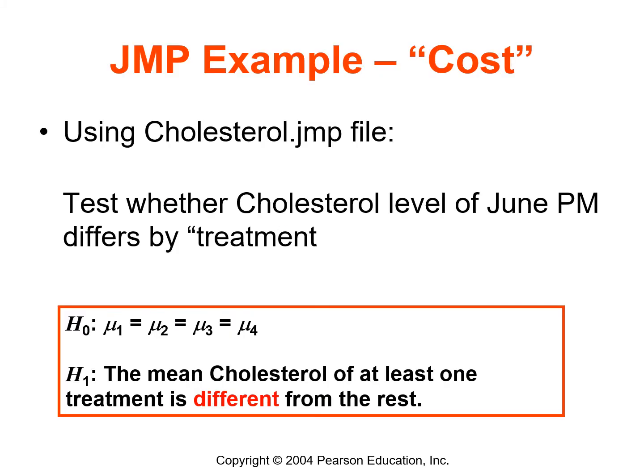For example, we are going to use Gamp to test whether the cholesterol level of June differs by treatment. We have four different treatments. The objective is to test whether cholesterol level is different by treatments. As we have four treatments, the null hypothesis is mu1 equals mu2 equals mu3 equals mu4, that means no significant difference. H1: the mean cholesterol of at least one treatment is different from the rest. This is the way of stating the alternative hypothesis.